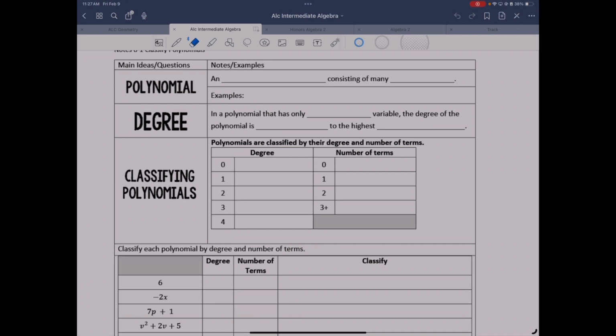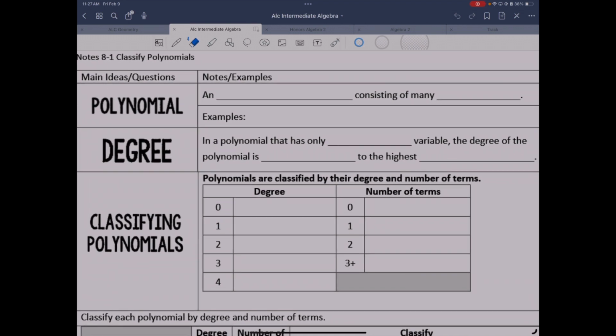By definition, I want to make sure that we give you the same definition. A polynomial is an expression. So in your notes, we're going to put expression. An expression is a series of things, consisting of many terms. So it's an expression consisting of many terms.